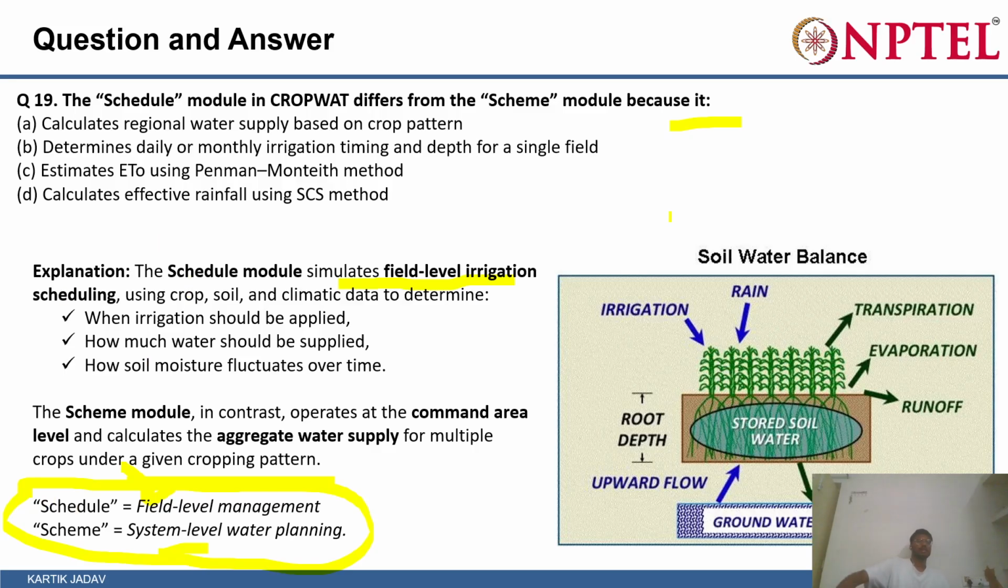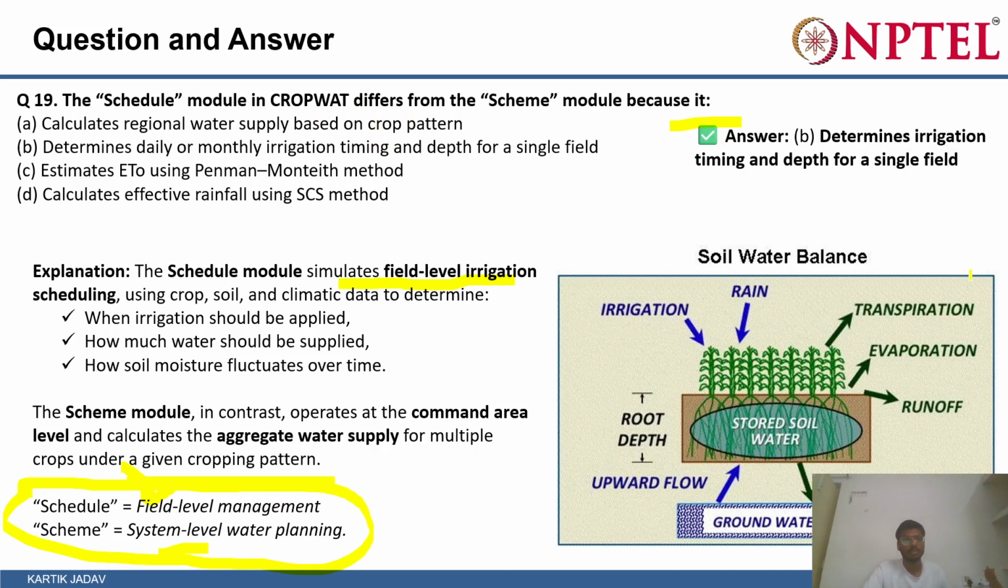So which one is the best match? Calculate regional water supply based on crop pattern. Right, so schedule is more for option A: determines daily and monthly irrigation timing and depth for a single field. Okay, so this is regional.